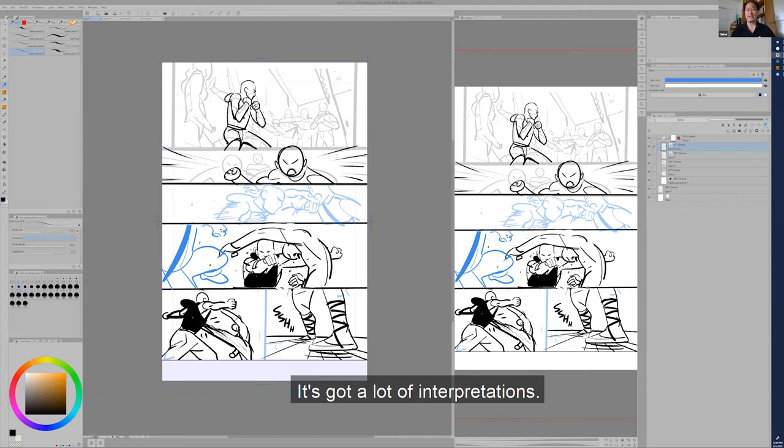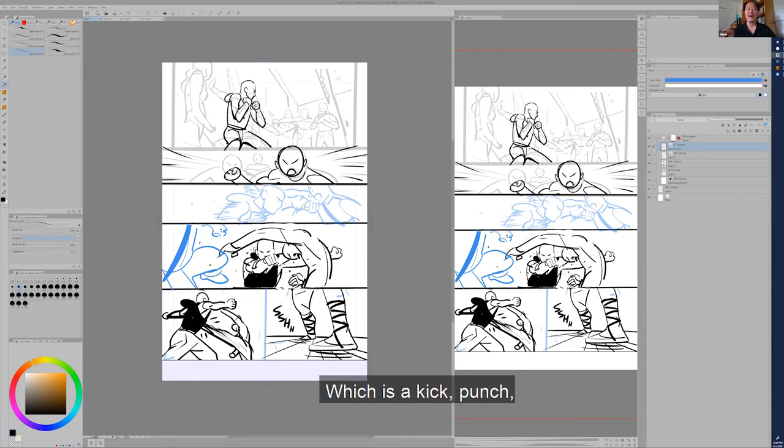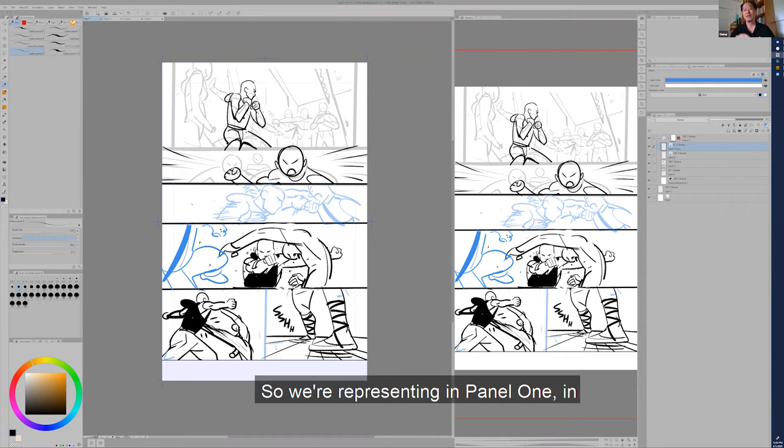It's a very big technique. It's got a lot of interpretations. They say in Shaolin Kung Fu, every technique has what they call Ti Da Shuai Na, which is kick, punch, throw, and then a joint lock. And so that means that every technique in the form has multiple interpretations.